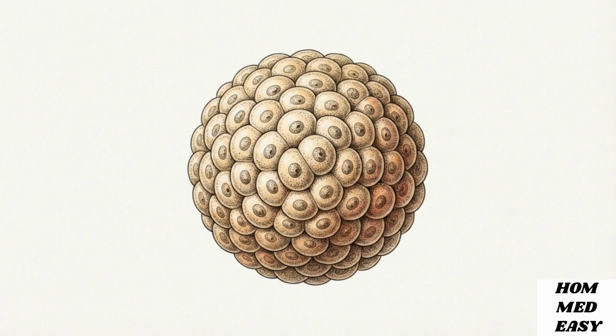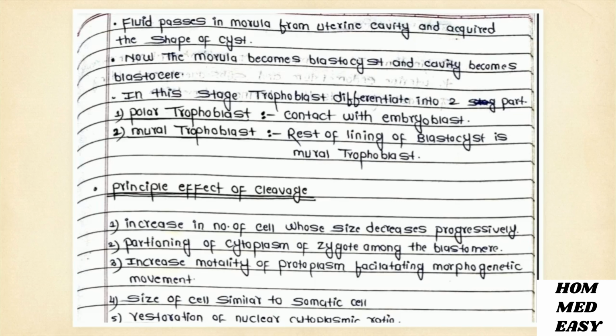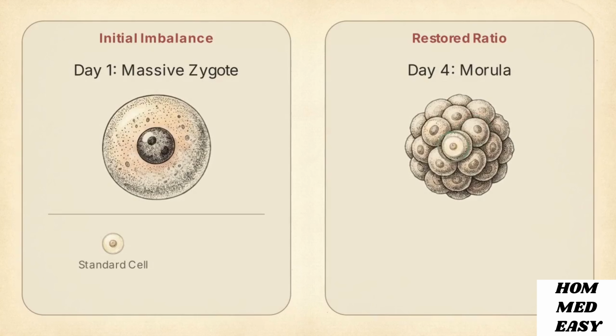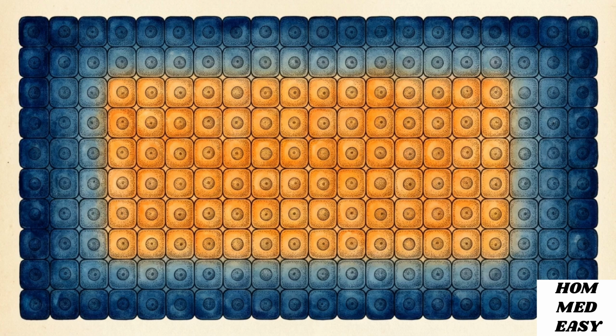To understand why this relentless subdivision without growth is necessary, we have to look at the structural result. The goal is to correct the massive cytoplasmic imbalance found in the original zygote. As listed here in the principal effects of cleavage, the outcome is the restoration of the nuclear cytoplasmic ratio. By day 4, the individual blastomeres have been downsized enough to match the volume of standard somatic cells. The biological math is now balanced. The cells are the correct size, and their spatial position has sealed their future tissue destiny.